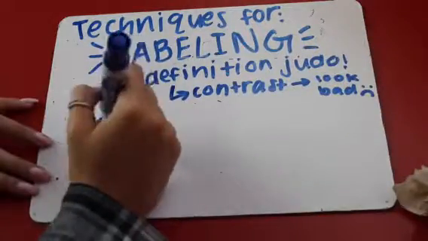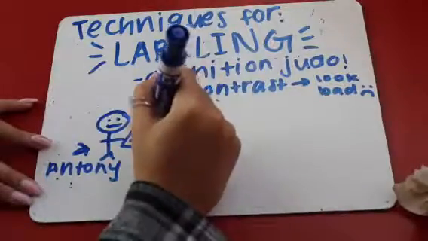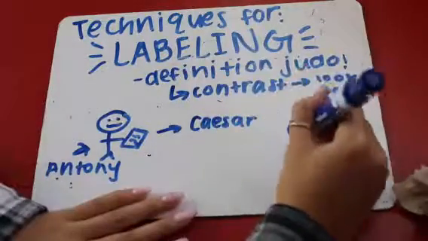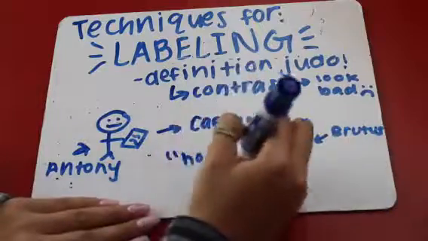For example, Antony's speech in Julius Caesar. Antony calls Brutus an honorable man so many times it starts to sound like an accusation.